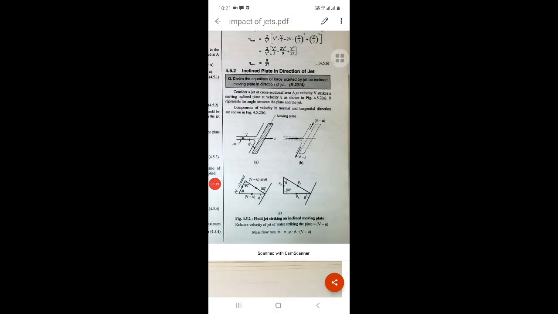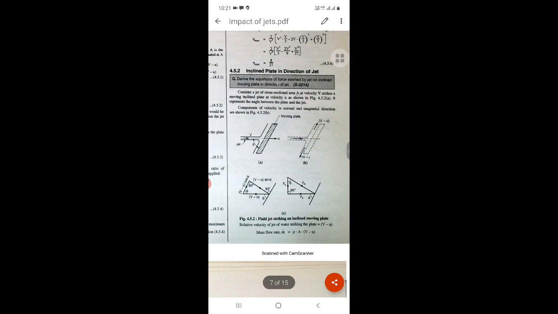Diagram done? So consider a jet of cross-section area A with velocity V striking an inclined plate moving at velocity U. Theta represents the angle between the plate and the jet. The components of velocity in the normal and tangential directions are as shown in the figure. Jet velocity is V and U is the blade velocity.